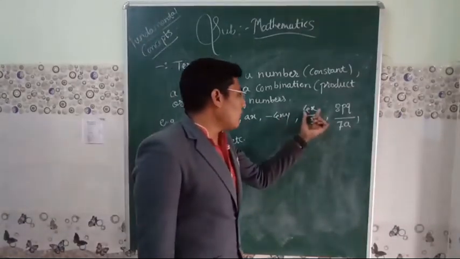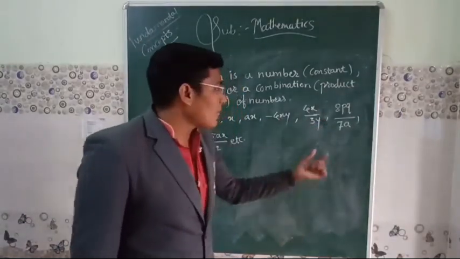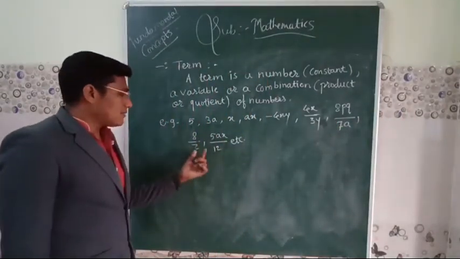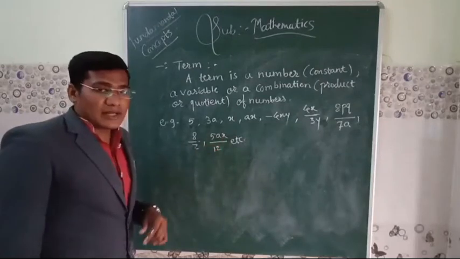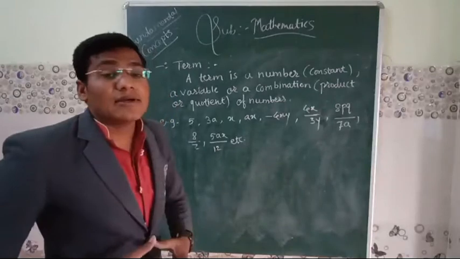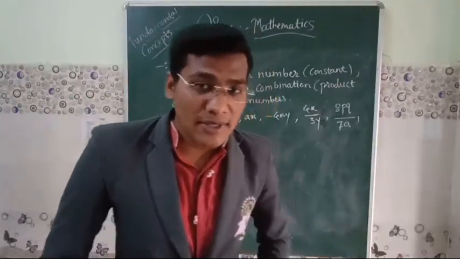In the same way 4x by 3y, 8pq divided by 7a, 8 divided by z, 5x divided by 12, etc. These values are nothing but terms.